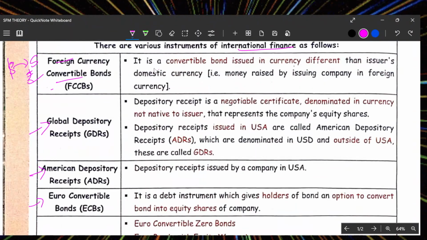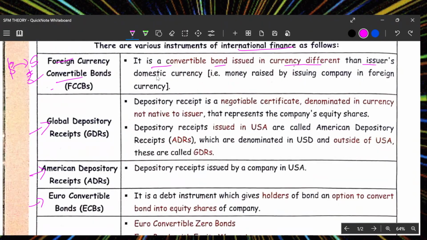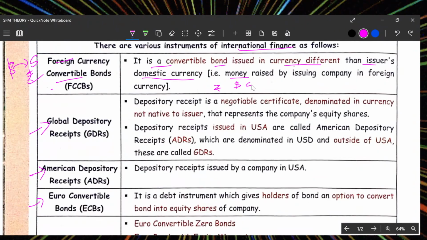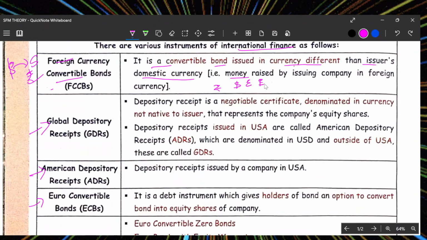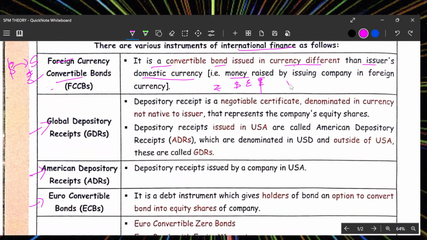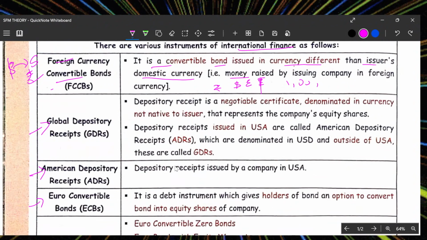Foreign currency convertible bond is a convertible bond issued in a currency different from the domestic currency. So it is not issued in rupees. It should be issued in other currency, like dollars or euros. So I say I'm issuing a $1 million bond or a £2 million bond. Such a foreign currency bond is issued for an interest rate.